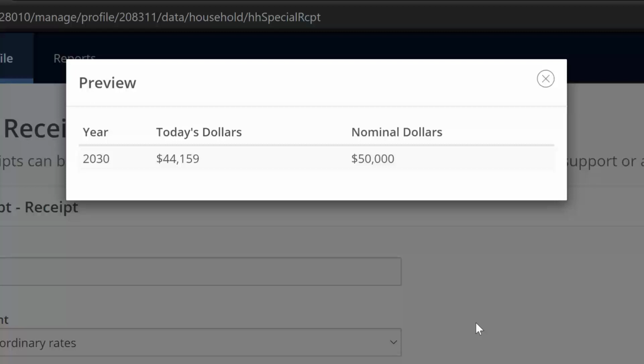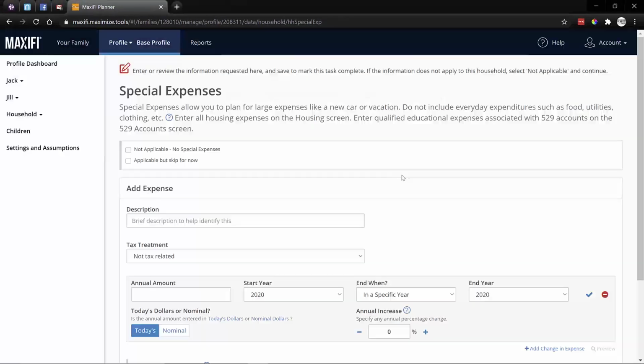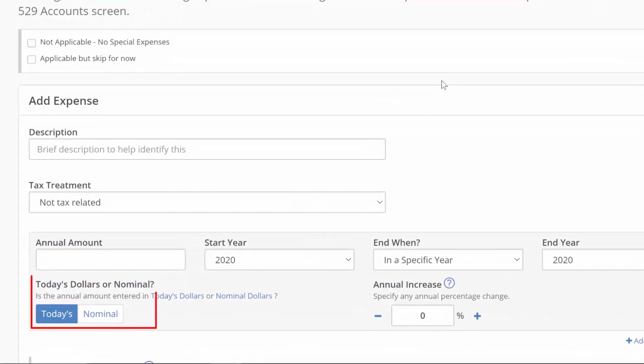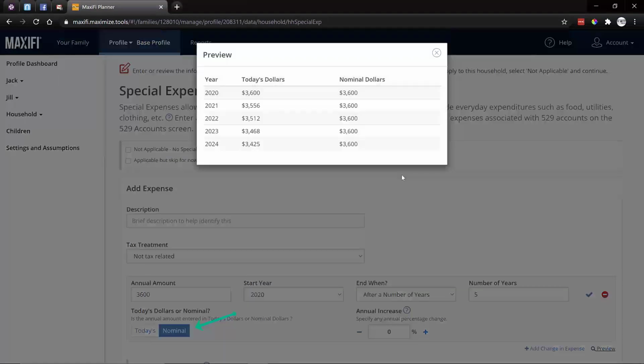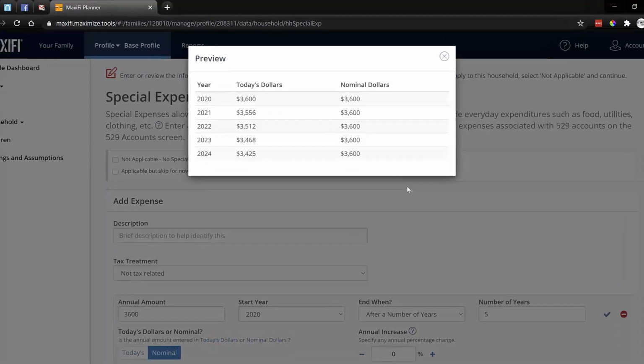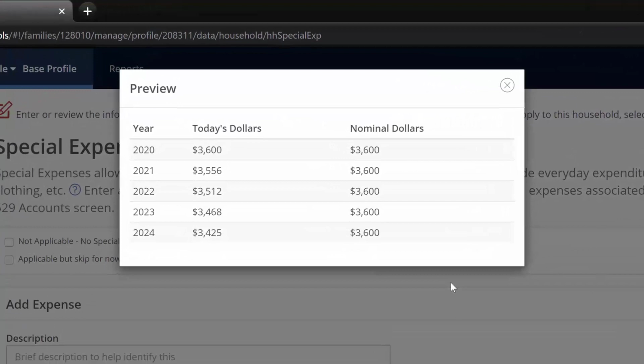Let's look now at special expenses. Think about how loan payments work. Let's say you had a $300 a month or $3,600 per year car payment for 5 years. Would you enter it in today's dollars or nominal dollars? Typically, a loan is paid back in nominal dollars, like this.